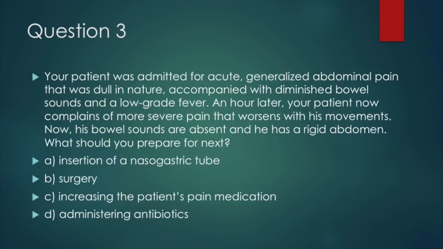Question 3. Your patient was admitted for acute generalized abdominal pain that was dull in nature, accompanied with diminished bowel sounds, and a low-grade fever. An hour later, your patient now complains of more severe pain that worsens with his movements. Now, his bowel sounds are absent, and he has a rigid abdomen. What should you prepare for next? A. Insertion of a nasogastric tube. B. Surgery. C. Increasing the patient's pain medication. Or D. Administering antibiotics.